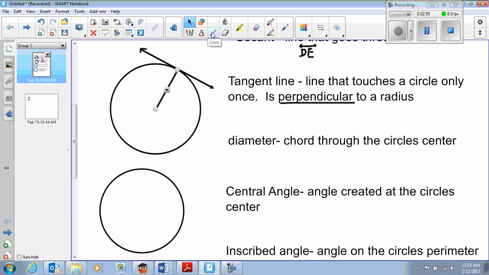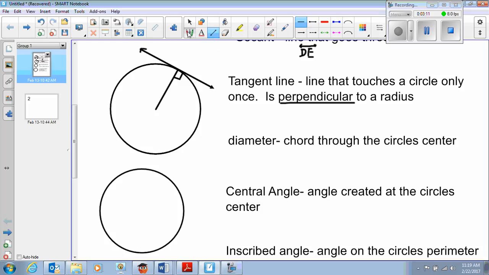Oops. Can't seem to get that right. But that would be an example of a tangent line. It makes a right angle with the radius of a circle.